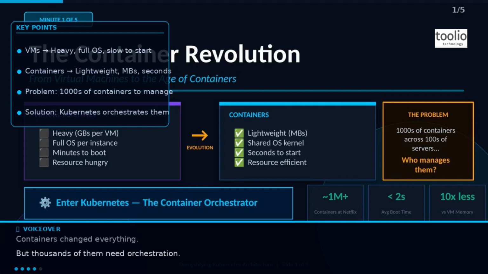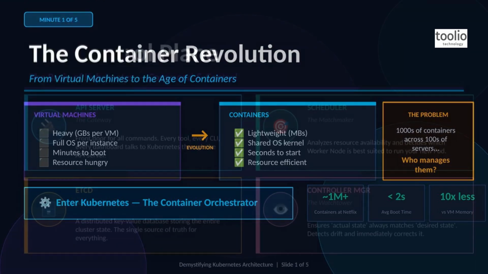But here is the catch. Once you have thousands of containers running across hundreds of servers, how do you keep track of them all? How do you make sure they are talking to each other correctly? How do you recover when one crashes? You need an orchestrator. And that is exactly what Kubernetes is.